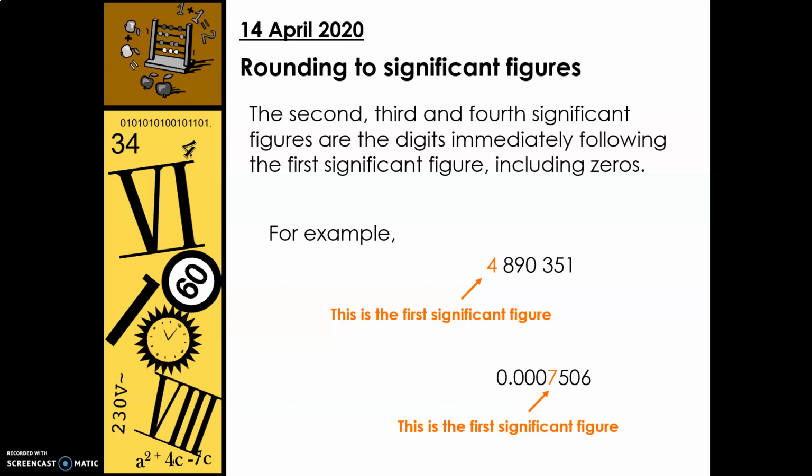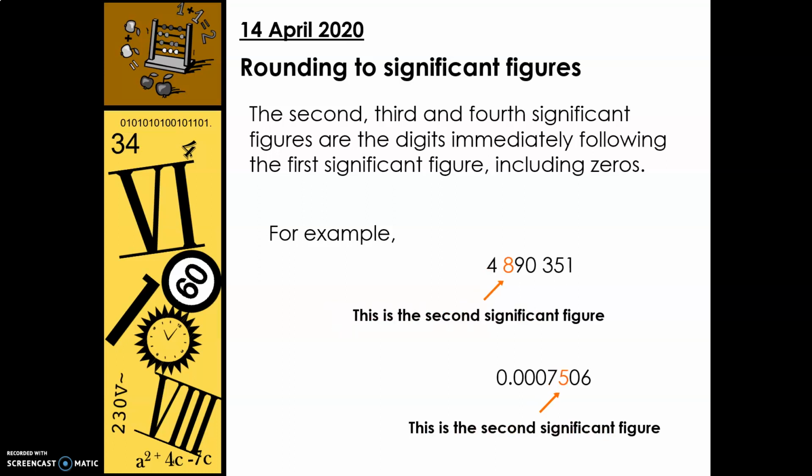So for the second significant value, in the first number it's an 8, in the second number it's a 5. If we continue that on to the third significant figure, that would be a 9, and it would be a 0 for this one. So after the first significant value, we then count zeros as a significant figure as well.